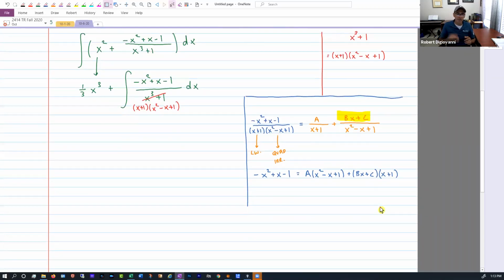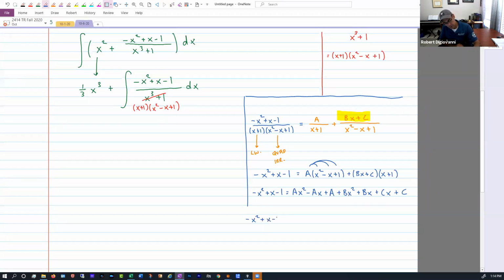And I'm not even going to mess around with the short method. I'm going to go straight to the long method. So I'm going to distribute my A through: ax squared minus ax plus a. And then I'm going to have to FOIL the next one, so it becomes bx squared plus bx plus cx plus c. So that's me FOILing out the second one.